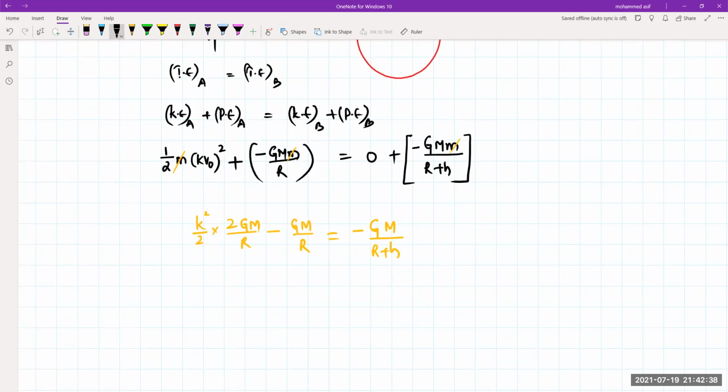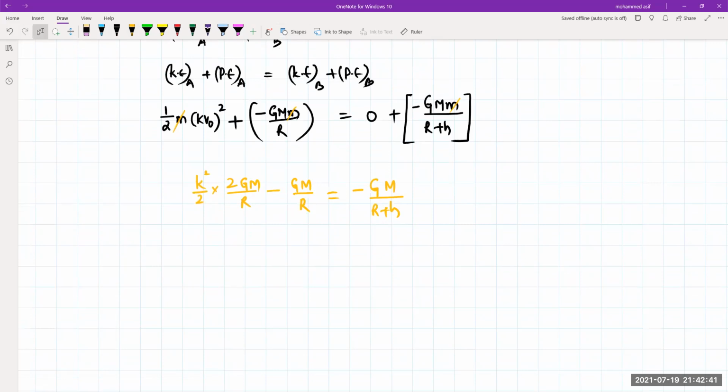Is it clear? Let me cancel it. See, this is capital GM, this is GM, and this GM gets cancelled. And this will become for me... Is anything else getting cancelled? This 2 also goes away here, right? So K squared by R minus 1 by R will be equal to minus of... this one is nothing but how much for me? 1 by R plus H, right?